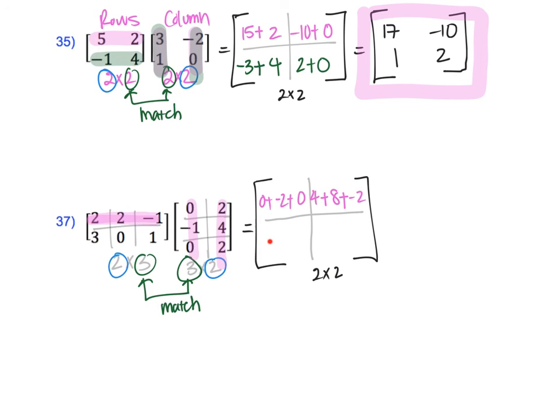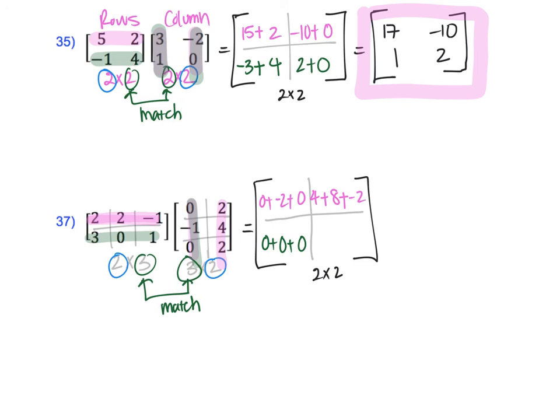Notice I need the second row now, so I don't need this row, I need the bottom one. So I'm going to grab my highlighter and take this row, multiply by this column. So 3 times 0, just 0, plus 0 times -1 is going to give me 0 again, plus the third number times the third number, so 1 times 0, another 0. So they all end up being zeros.